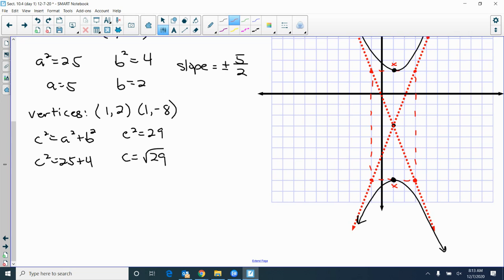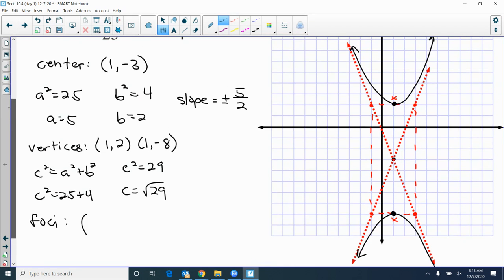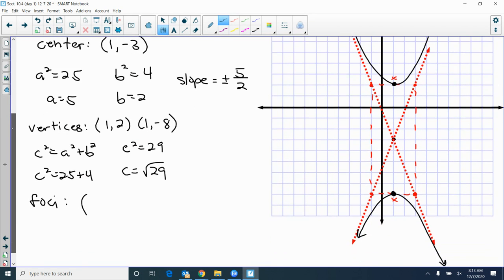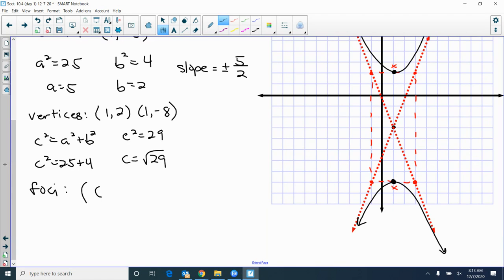So I'm just going to mark those there. And then the foci will be, now I want to start at the center, which is 1, what did we say, -3. So it's going to be 1, -3 minus square root of 29, and then 1, -3 plus square root of 29.